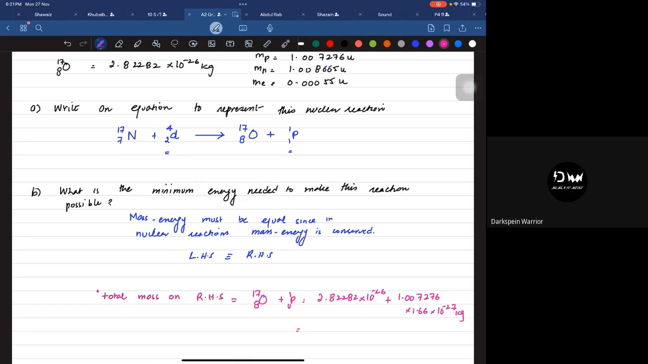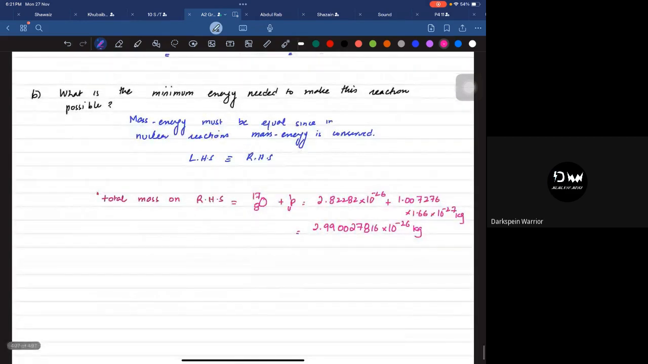Wait. I'm getting 2.99027816 times 10 raised to power minus 26 kilograms. Okay. Then what you do is you guys need to find the total mass on left hand side now.